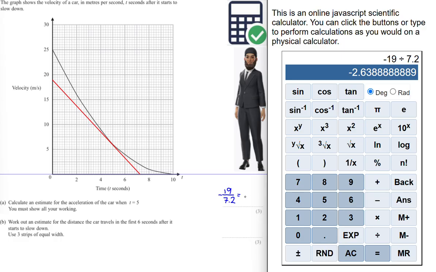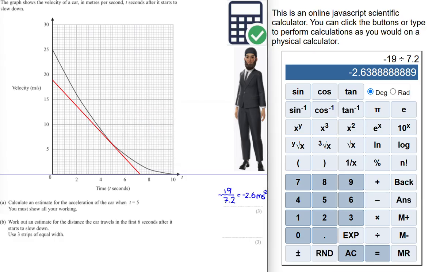It doesn't tell us what level of accuracy. You must show your working, calculate the estimate for the acceleration. So it's minus, let's write it down, minus 2.6 meters per second squared. Okay, we'll leave it like that.